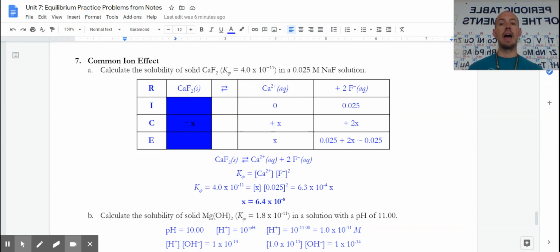Rather than the, quote, normal amount of calcium and fluoride that can dissolve, much less can dissolve because I have to have that same KSP, I have to have the same equilibrium constant, and there's already so much of one of my ions or my products in solution.